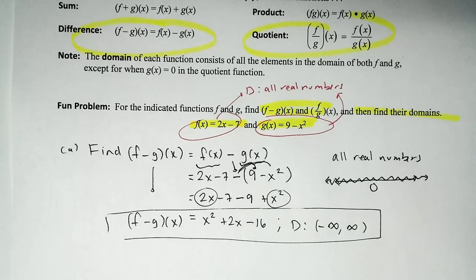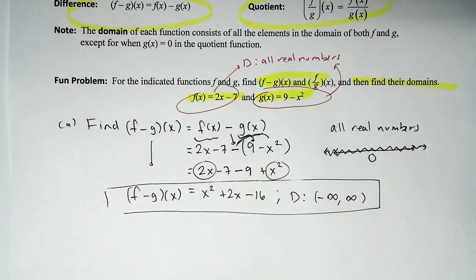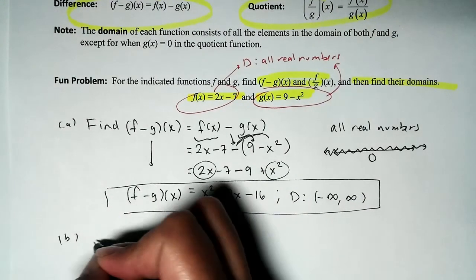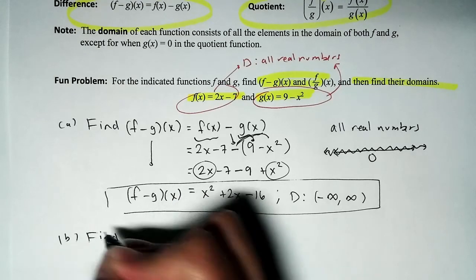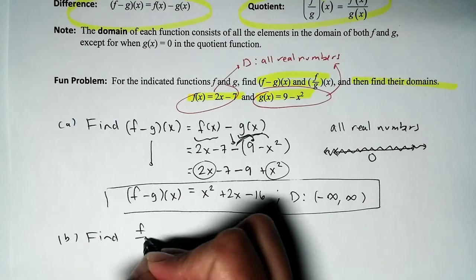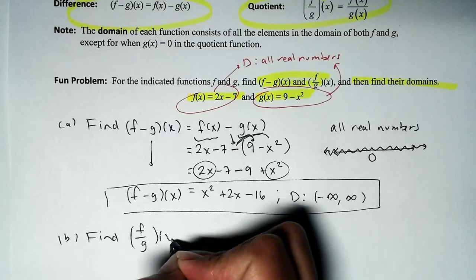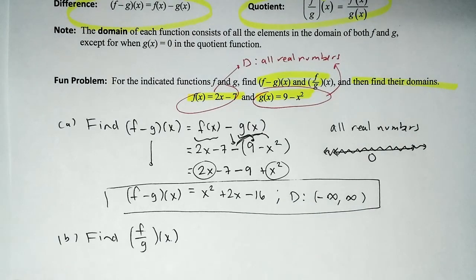Cool, exciting. So let's go ahead and knock out problem B to wrap up this fun problem. Problem B asks us to find f divided by g of x. Remember, the fraction bar is also used as a division symbol, so this is asking you to take the top function and divide it by the bottom function.